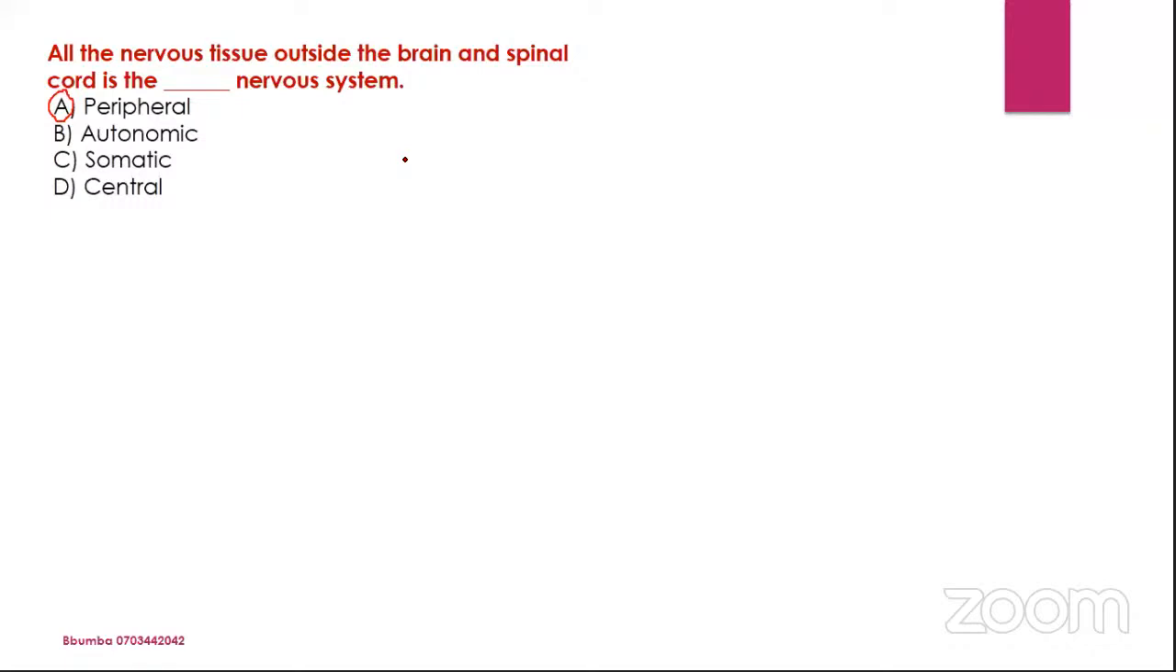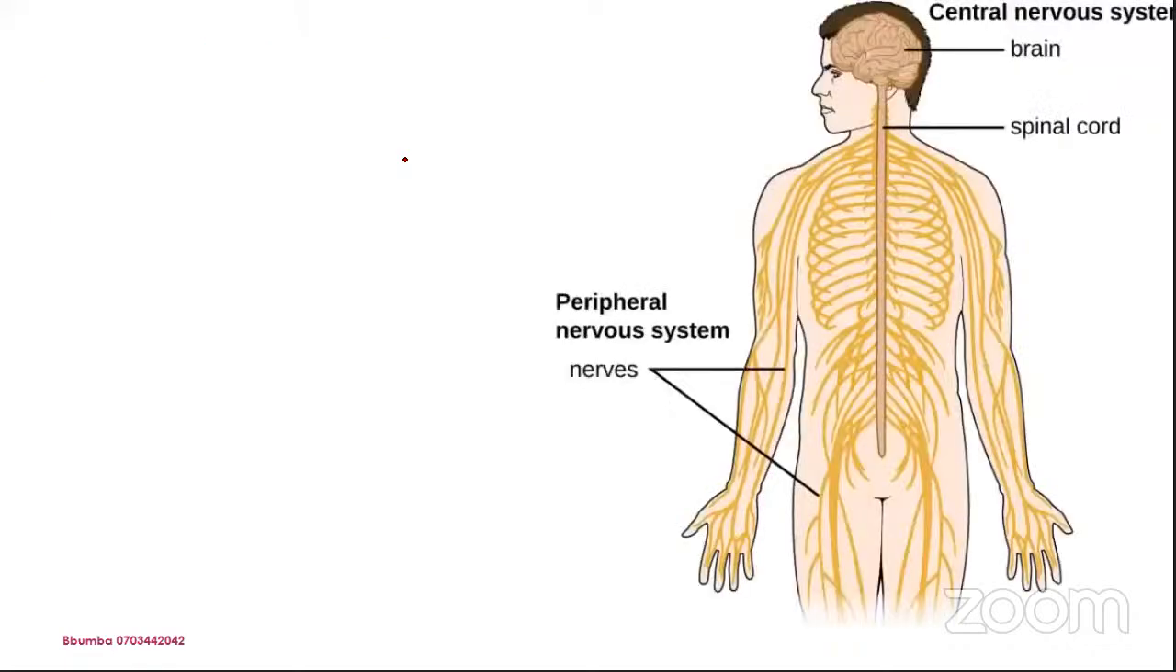We can continue. Now, remember the nervous system is made up of the central nervous system, which is the brain and spinal cord. And then the peripheral nervous system is made up of these nerves, the cranial in the neck region, as well as the spinal nerves, which supply the body parts. Nerve functions.